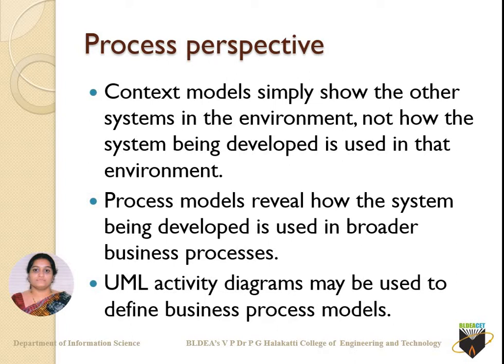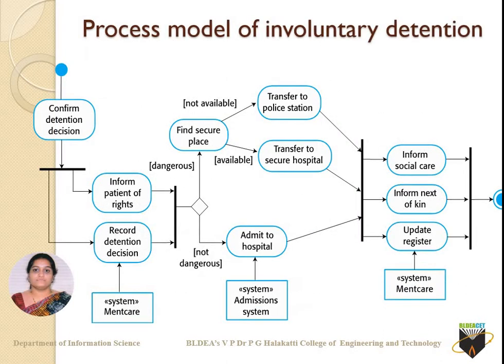Then, UML activity diagrams may be used to define business process models. Activity diagrams help you know about each of the business activities happening in each respective model. Here you can see the process model of involuntary detention. For example, in the same Menticare system, if there is an involuntary detention, how is it performed?